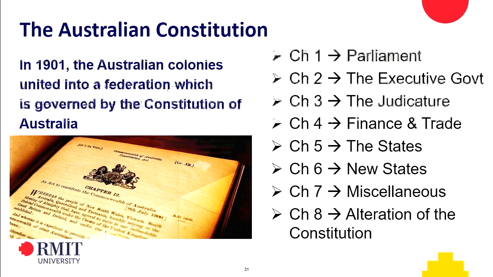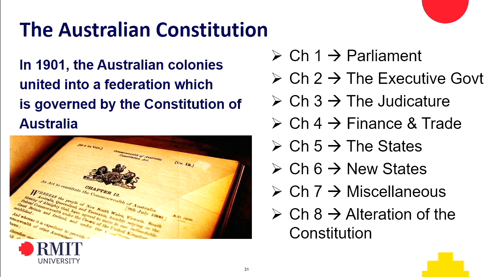The Constitution, the most important piece of legislation in our framework. In 1901 it came into force, and what it really does is codify the separation of powers. So you can see from the chapters of the Constitution, our three bodies: the Parliament, the Executive Government, and the Judicature. This is giving those bodies the power to do what is being given to them under the Constitution. So the Judicature, the judges, the courts, have the power to hear cases. It's given to them by the Constitution.